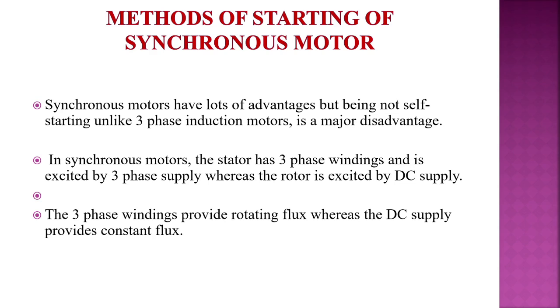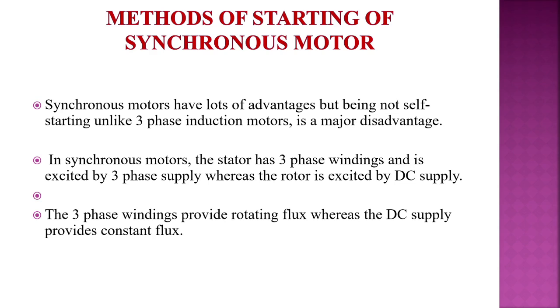In a synchronous motor, the stator has three-phase windings and is excited by a three-phase supply, whereas the rotor is excited by a DC supply. We know this. In the construction diagram of a synchronous motor, I have shown you that the stator is given the three-phase supply and the rotor is given a DC supply. The three-phase windings provide a rotating flux, whereas the DC supply provides a constant flux.